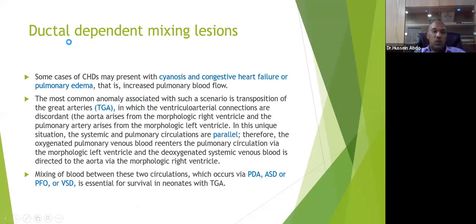So we call it a duct-dependent mixing lesion, because this patient also needs the duct to be patent. They need a patent ductus arteriosus for survival. So we call it ductal dependent, but the duct dependence here is for mixing. And we are going to explain this in a minute.